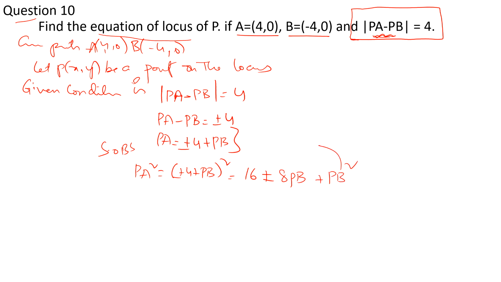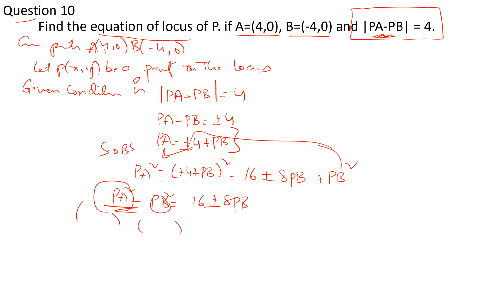So take this PB square on this side, then it becomes PA square minus PB square is equal to 16 plus or minus 8 PB. Solve this by taking the distance between P and A and the distance between P and B, and if anything gets cancelled, then do that. Again you will get some equation, and again take this 16 on this side, which is equal to plus or minus 8 PB, and then again you need to perform squaring on both sides to get PB square.